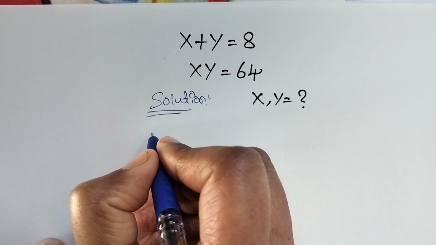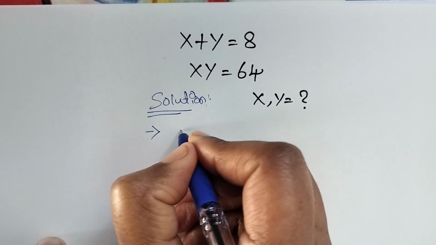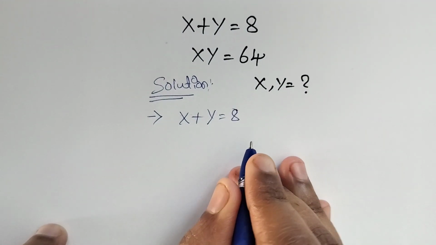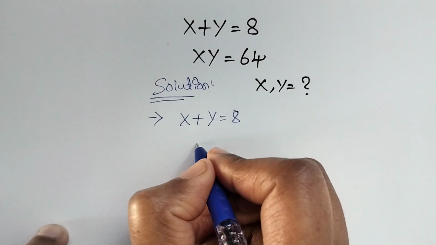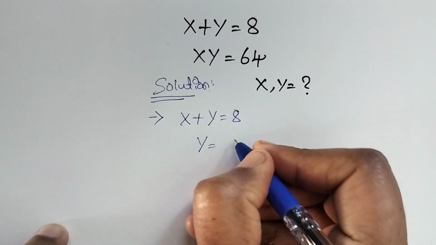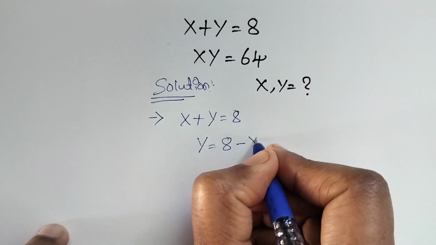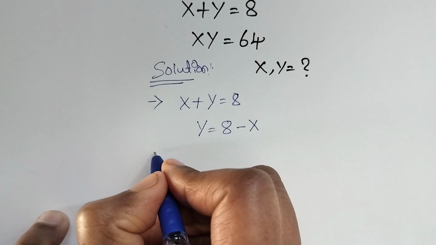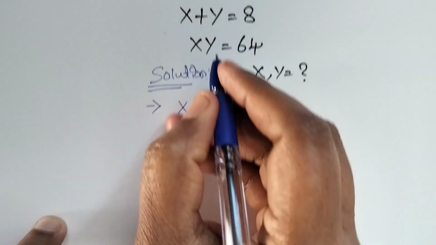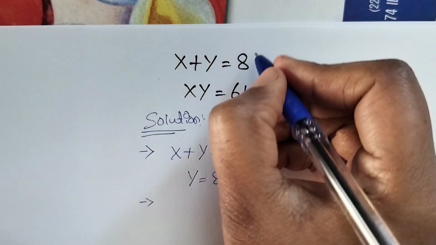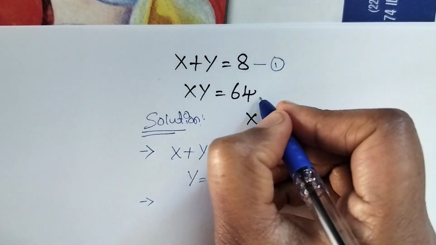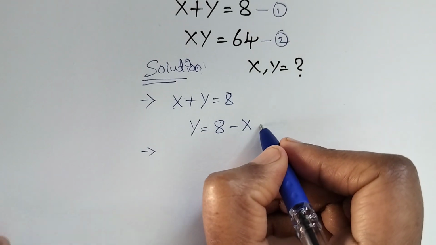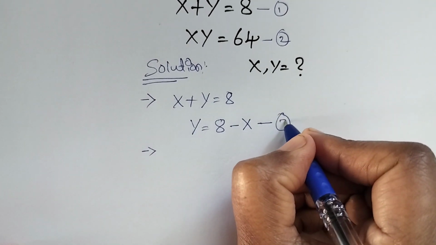So here we have given two equations. One is x plus y is equal to 8. So from this equation we can write y is equal to 8 minus x. Take this second equation. So let us consider this is equation 1 and this is equation 2. Let us consider this is equation 3.